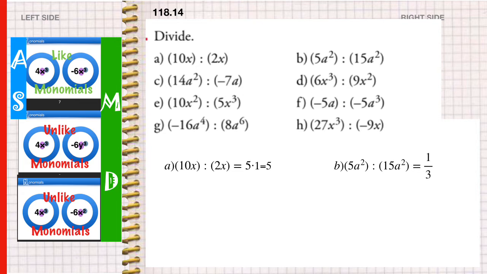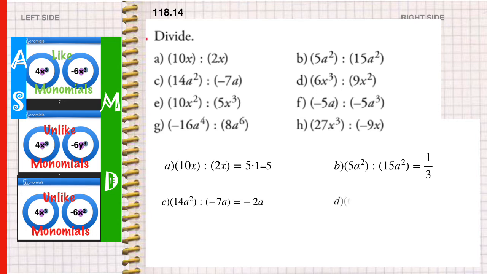a squared is 1. Final result, 1/3. C. 14a squared divided by negative 7a equals 14 divided by negative 7 is negative 2, a squared divided by a is a. Remember, exponents with the same base, subtract the exponents and keep the same base.